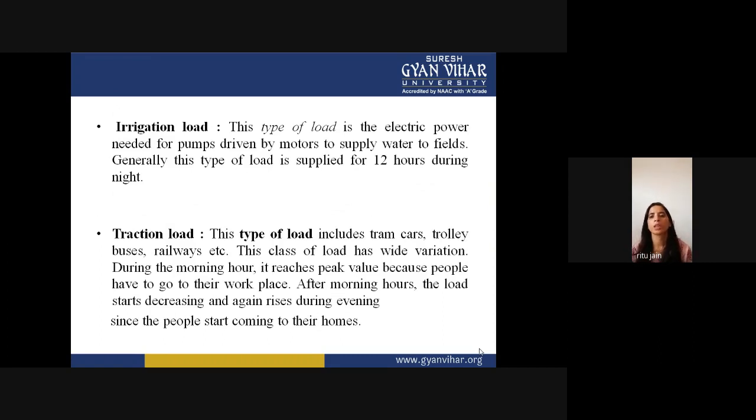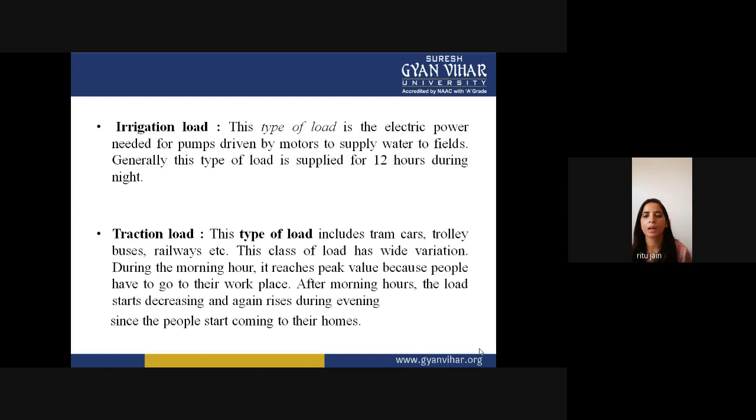Traction load. This type of load includes tram cars, trolleys, buses, railways, etc. This class of load has wide variation. During the morning hours, it reaches peak value because people have to go to their workplace. After the morning hours, the load starts decreasing and again rises during the evening.